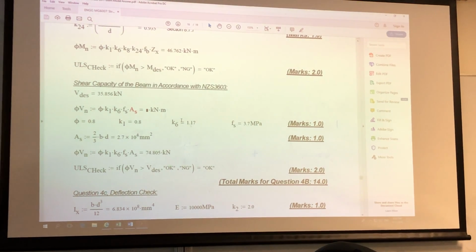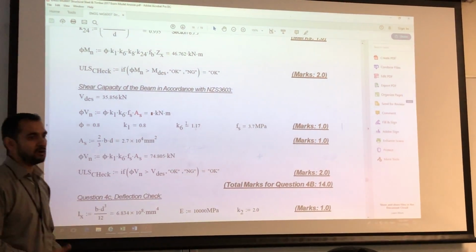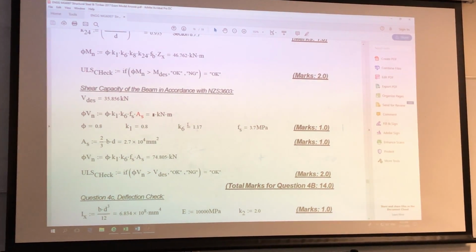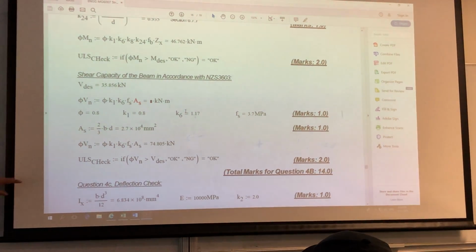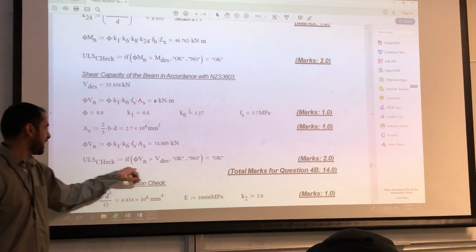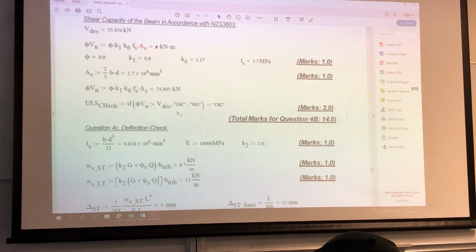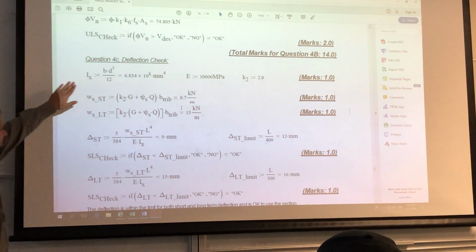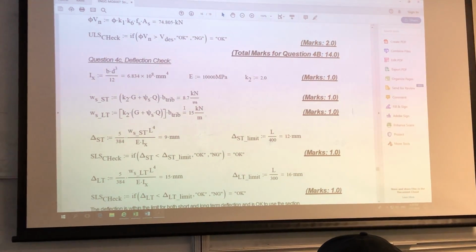So the shear capacity: for shear capacity, K1, K6, everything remains the same. The only thing you have to work out is the shear area, which is simply 2/3 of the cross-sectional area, right? And 2/3 of the cross-sectional area will give us the capacity, 74.8. It's more than the design or the demand, and it's okay. Then the last check is the deflection. For the deflection, the Ix formula is given to you, so you can just plug in the numbers and calculate the deflection.